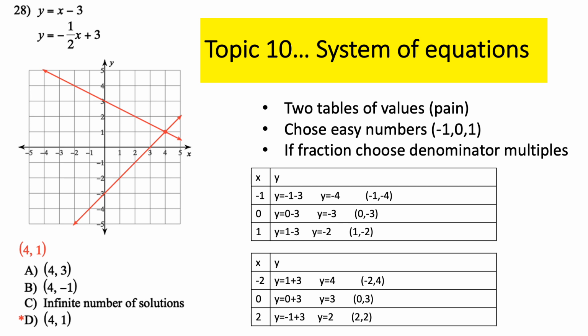Okay? So we throw -2 in for x. -2 times -1 is 2. 2 divided by 2 is 1. So we get 1 plus 3, which is 4. So -2, 4. Throw in a 0. We like zeros. Just makes everything go away. You're left with 3. So 0, 3. Throw in a 2. -1 times 2 is -2. -2 divided by 2 is -1. -1 plus 3 is 2. So we get 2, 2. If you plug those values in, -2, 4, 0, 3, 2, 2, you get the top line. And if you extend those lines and you're neat about it, you find out that it intersects at 4, 1.